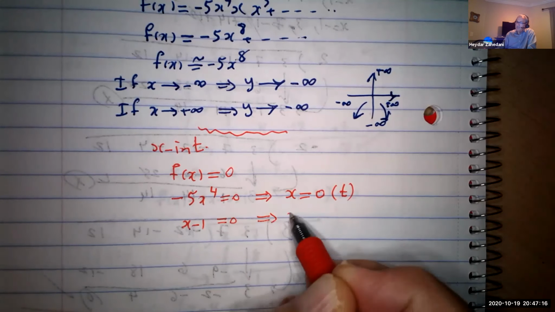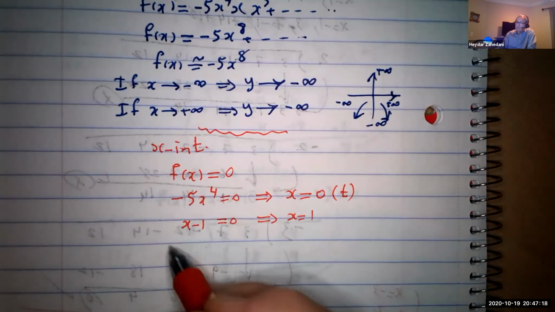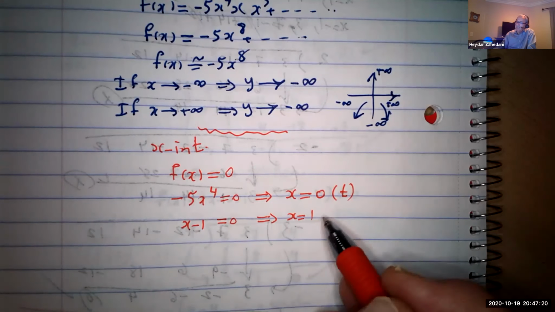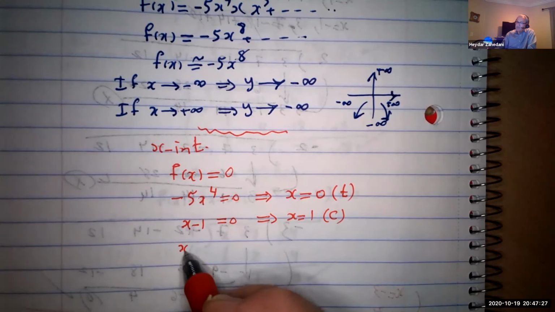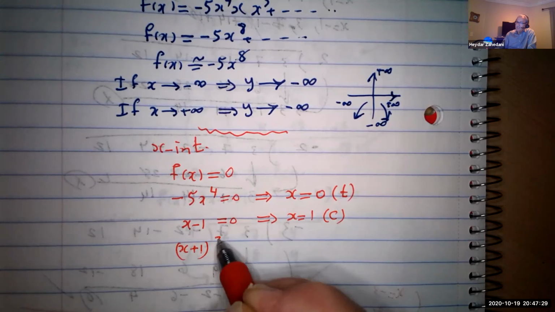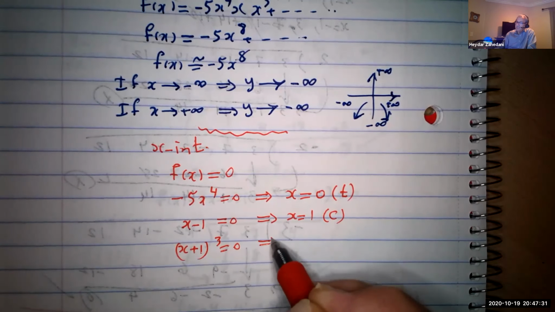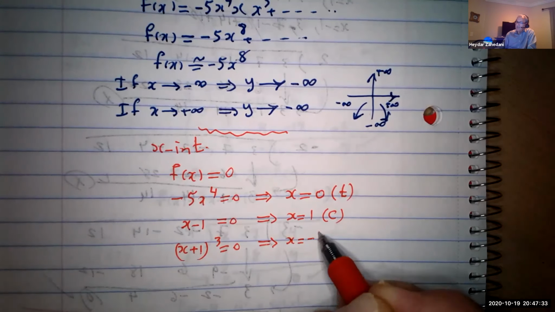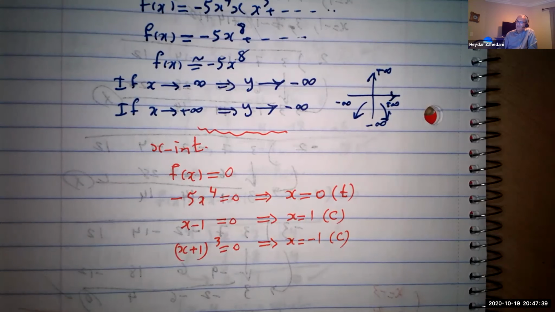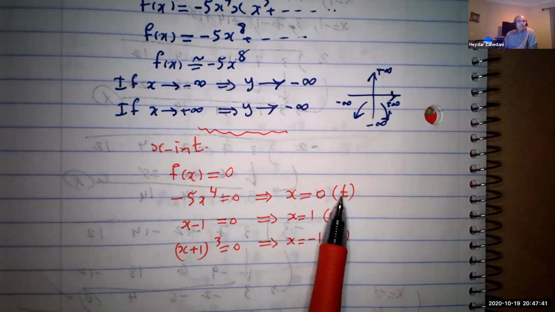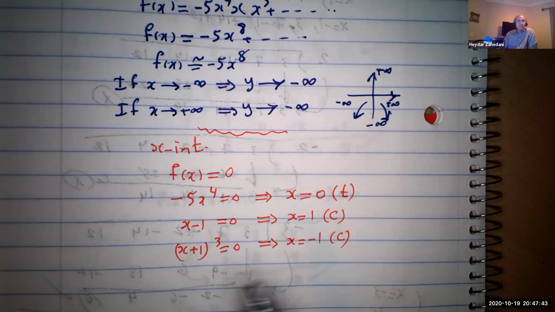The next one is x minus 1 equal to 0. x equal to 1. The power is odd, just raise it to 1. So at this point, you are going to cross. And the last one is x plus 1 cubed equal to 0. So x would be negative 1. You see the power is odd, so you cross. That's it. So even power touches, odd power crosses.